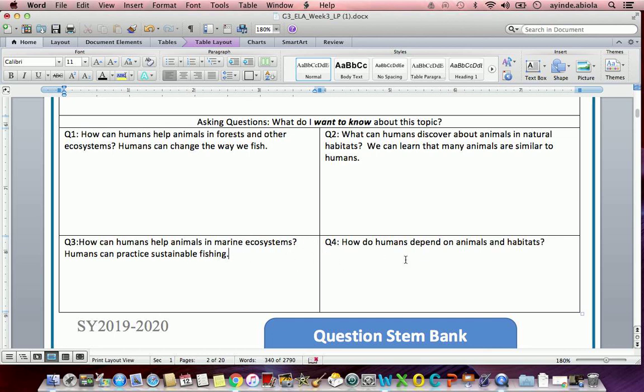Okay. My Q4 says, how do humans depend on animals and habitats? Just like we learned last week as well as this week, we're reiterating that humans depend on animals and habitats for food. That's one of the major things we get from habitats and from animals and habitats. So I'm going to say humans depend on animals for food.